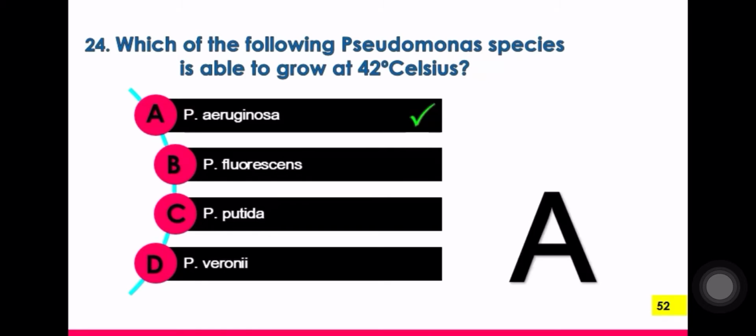Remember, P. aeruginosa, P. fluorescens, P. putida, P. veronii, and P. monteilii comprise the group known as the fluorescent Pseudomonads. Now, P. aeruginosa can be differentiated from the others in this group by its ability to grow at 42 degrees Celsius. The optimum temperature for growth of P. aeruginosa is 37 degrees Celsius, but it can grow as high as 42 degrees Celsius.